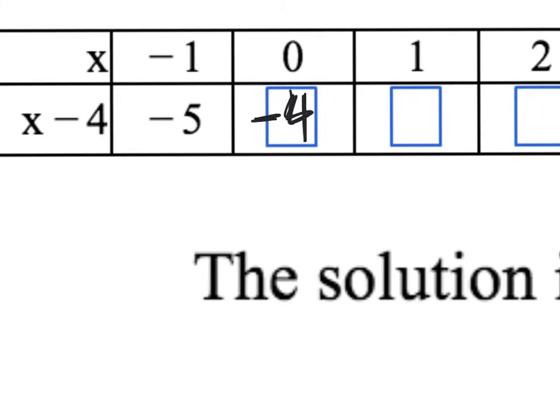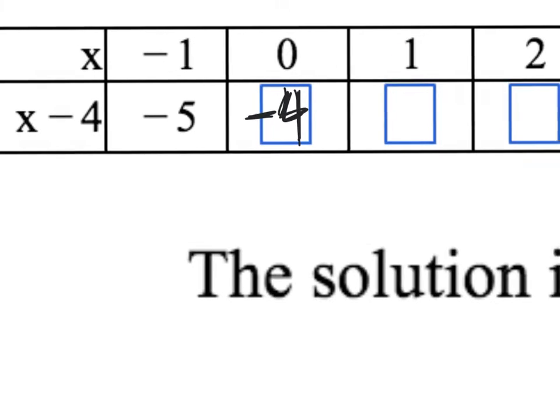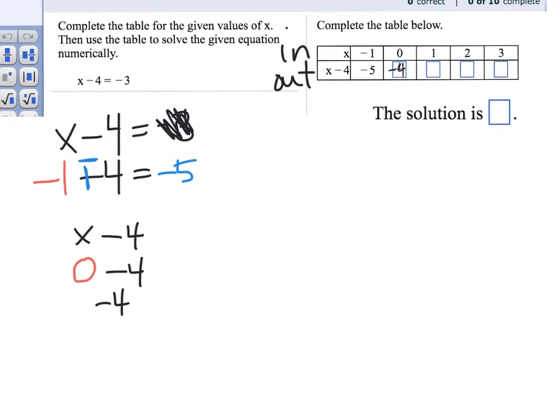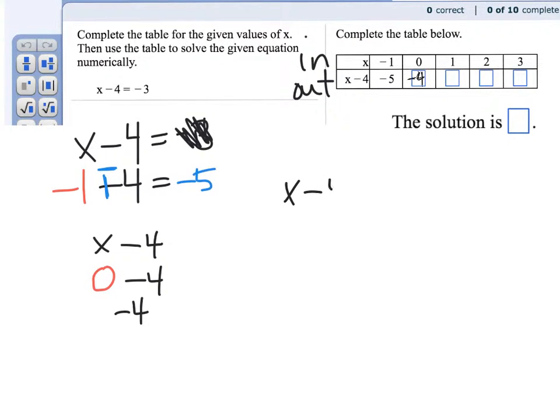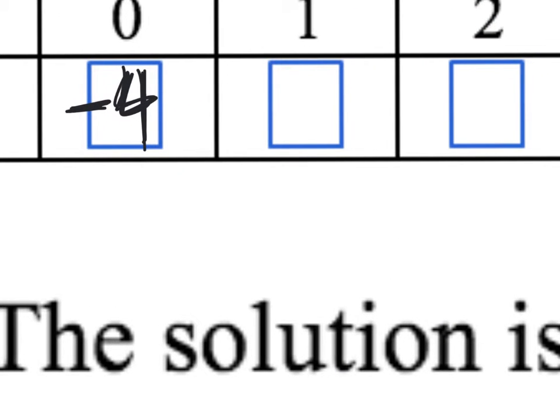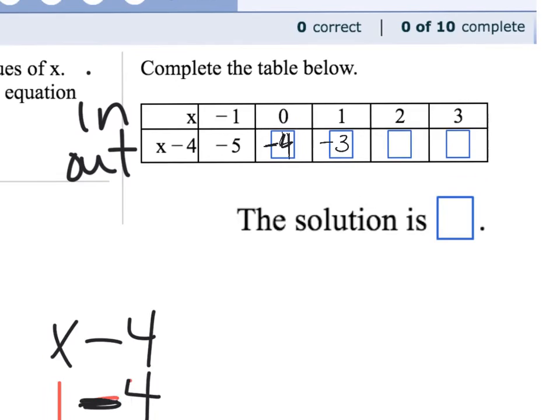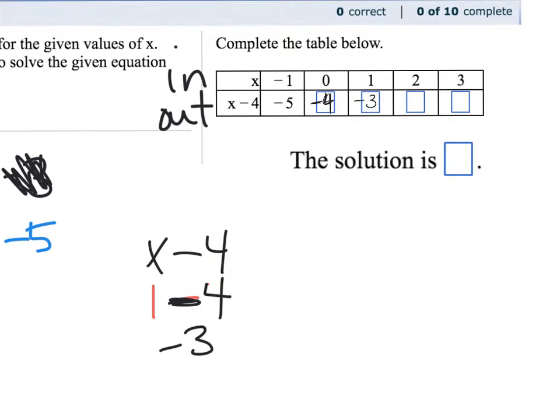All right. And then our next input is going to be a 1. So let's zoom back out. And so our recipe, x minus 4, but now we're going to input a 1, so it becomes 1 minus 4, and 1 minus 4 is negative 3. So that means this guy goes right here, and that's a negative 3. And then zooming out, our next input is going to be a 2. And you get the idea. So our recipe is x minus 4, but now we're going to input a 2. So now you got 2 minus 4, and that's negative 2.